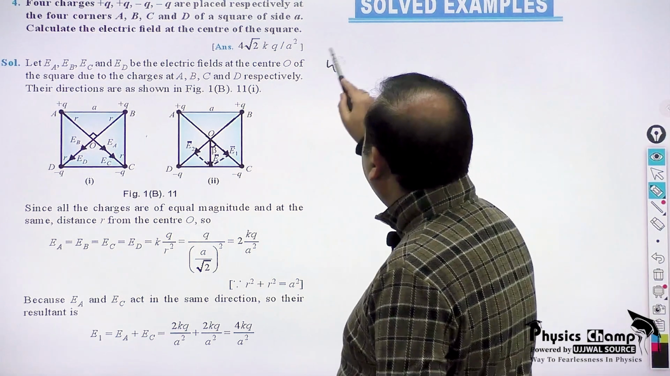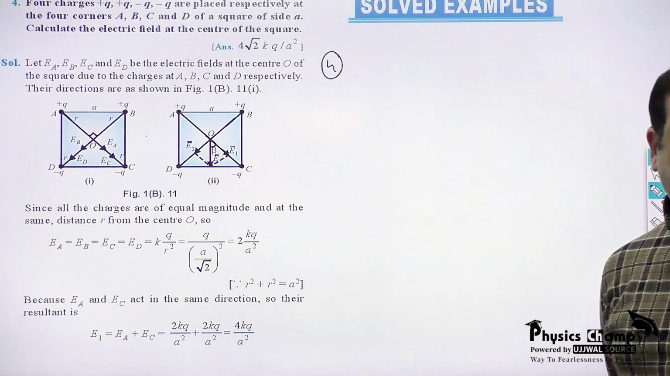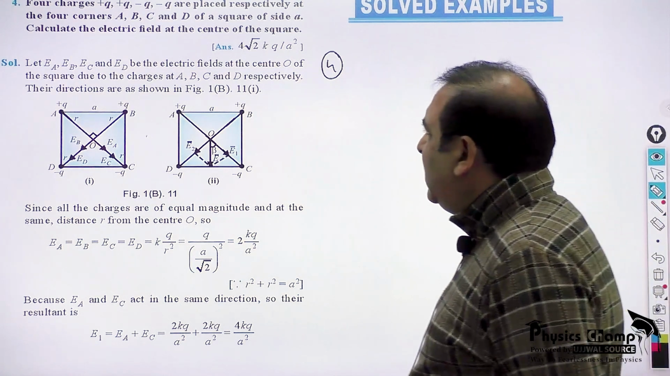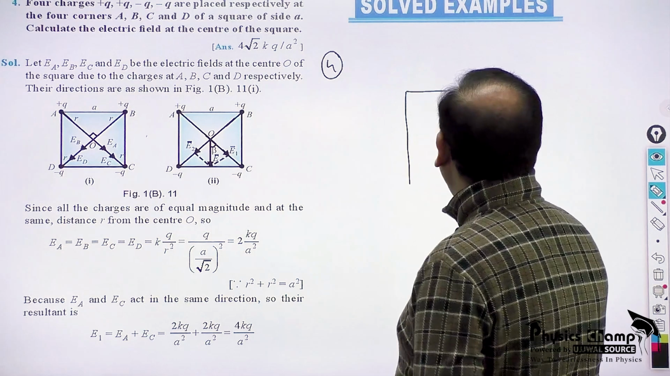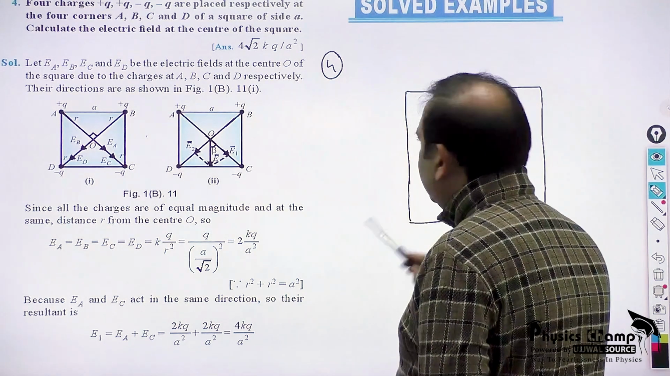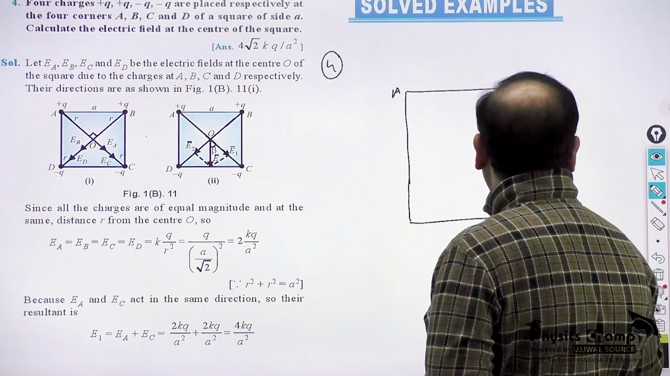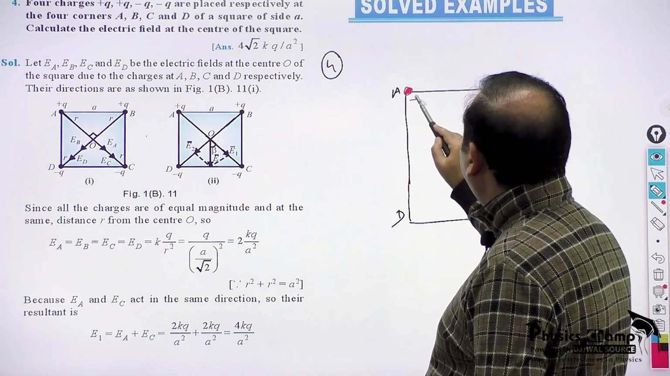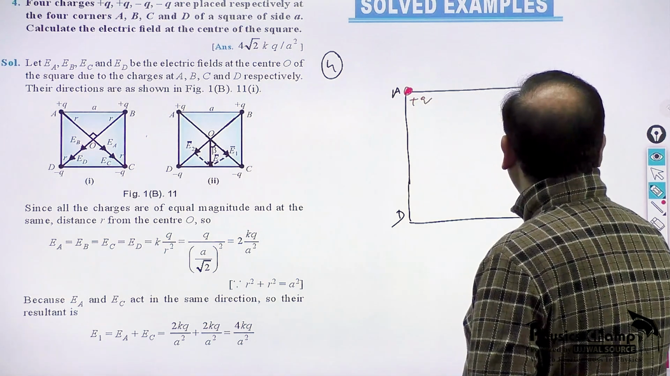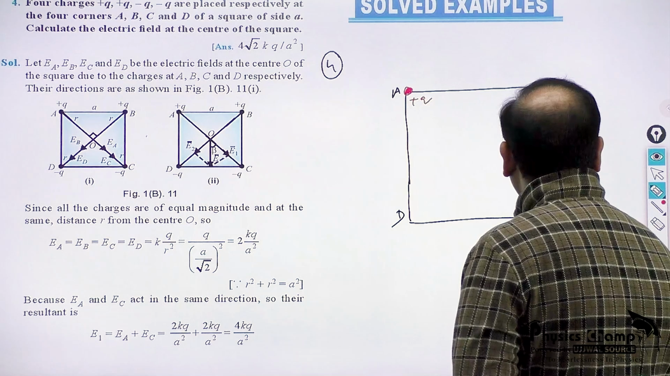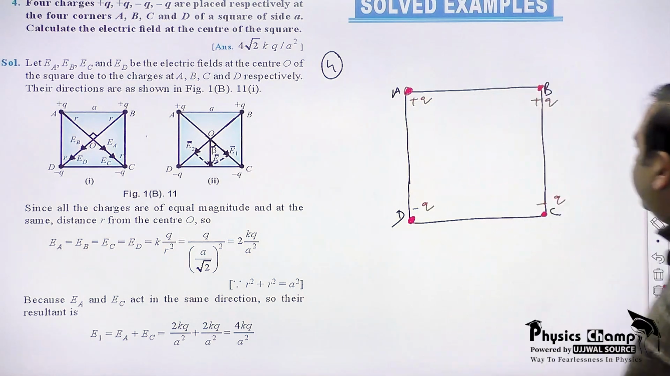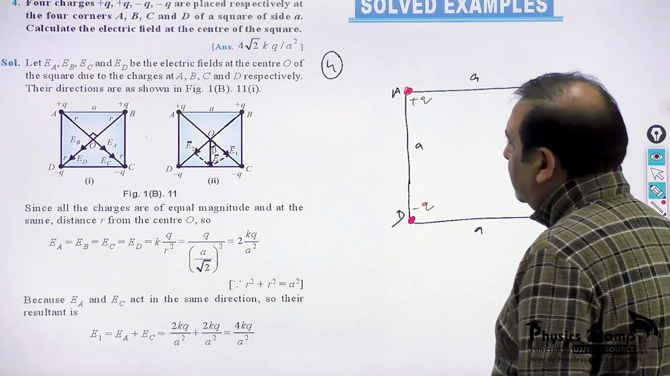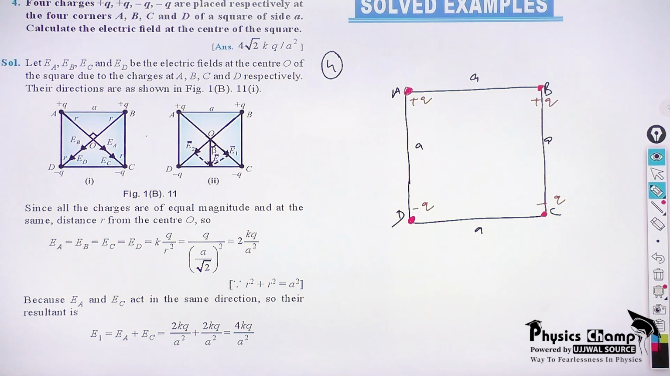Now question number 4 is also on the same line. Here 4 charges Q, Q, minus Q and minus Q are placed respectively at the 4 corners A, B, C and D of a square of side A. You have a square of each side A, B, C and D. 4 charges are plus Q, plus Q, minus Q and minus Q. They are placed on 4 corners of a square of side A. Calculate electric field at center of the square.